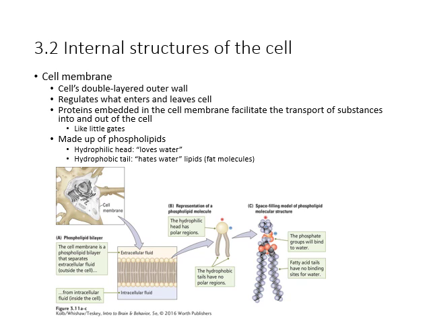The cell membrane is rather important, and we'll talk about it a bit in the next chapter as well. It's the double-layered outer wall of the cell, and it regulates what enters and leaves the cell. There are proteins embedded in the cell membrane, and they act as kind of like gatekeepers to decide what goes in and out of the cell.